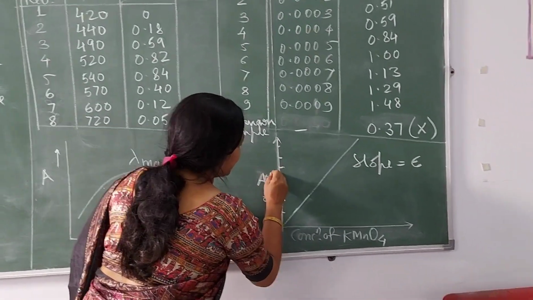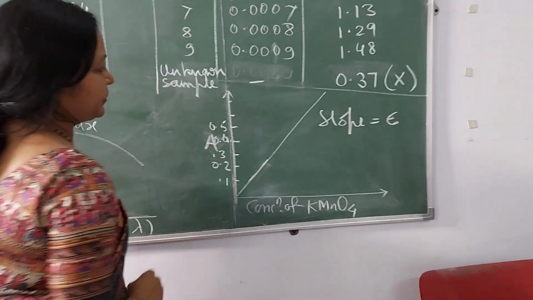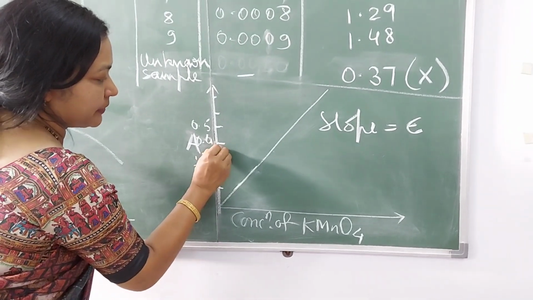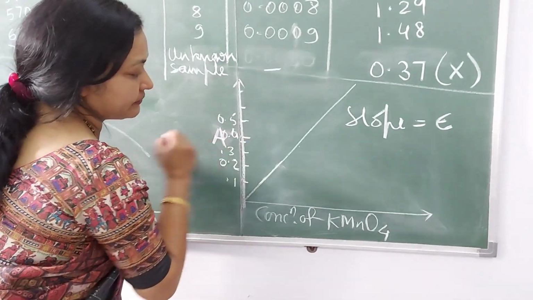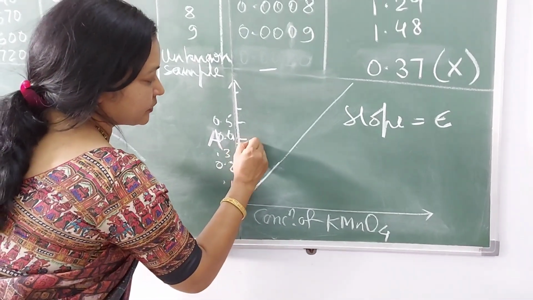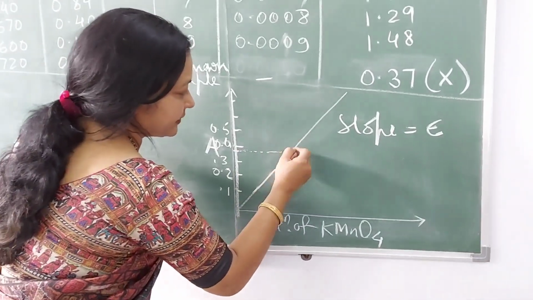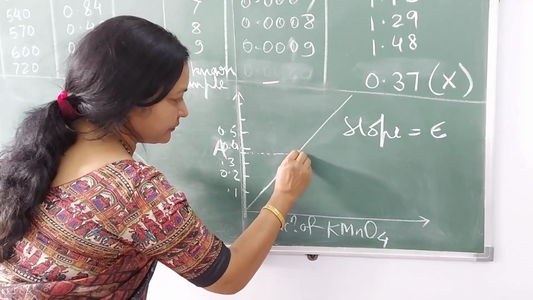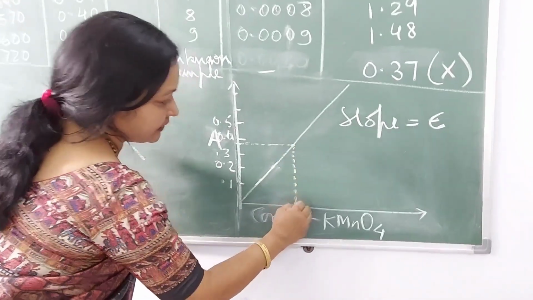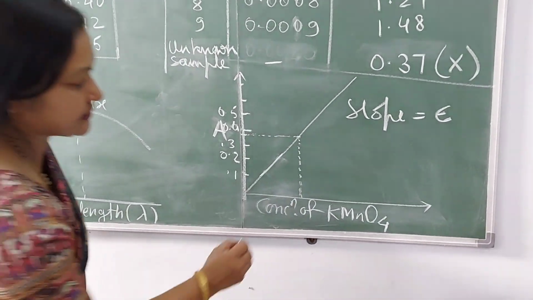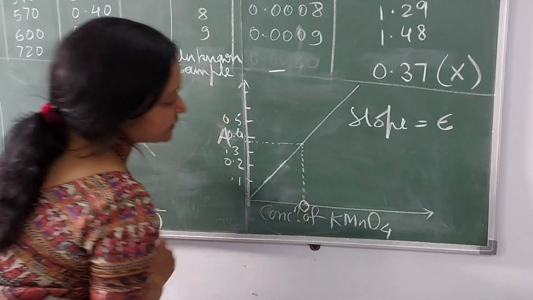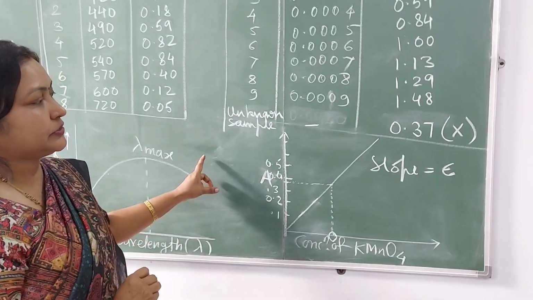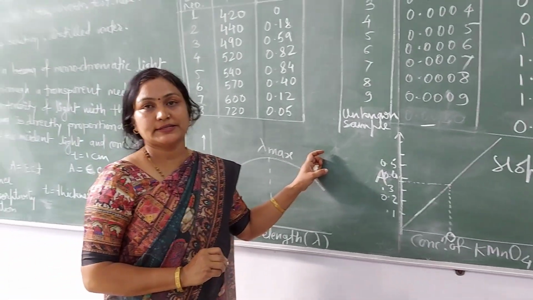0.3, 0.4, 0.5, suppose this is how we have plotted. So 0.37 will come out approximately here. We will draw a straight line, and the point at which it touches the curve, we will plot a line like this down to the x-axis, and this will be the concentration of the unknown solution. So this is how we perform this experiment.